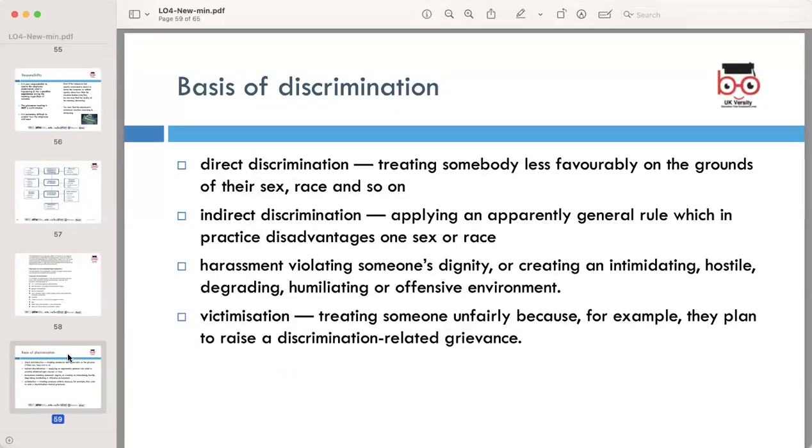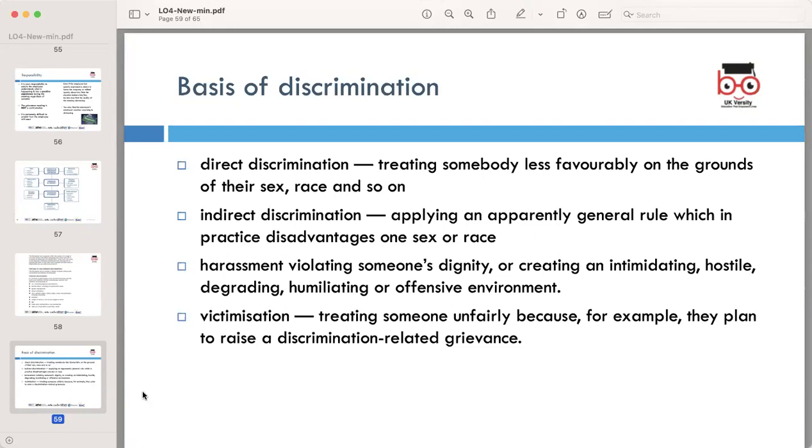Basis of discrimination. Direct discrimination: treating somebody less favorably on the ground of their sex, race, or so on. Indirect: applying an apparently general rule or practice which disadvantages one sex or race. So basically, direct discrimination is where someone is treated unfavorably based on factors like sex or race. Indirect discrimination is where a seemingly general rule or practice affects a particular group.